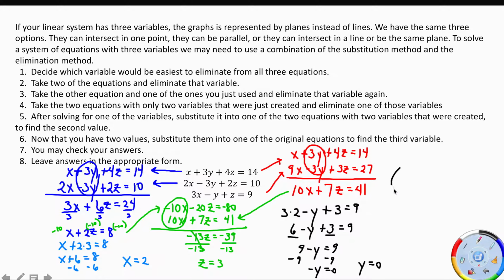So I know my x, my y, and my z. And don't forget, they are ordered triples. So my answer is 2, 0, 3. Meaning x is 2, y is 0, z is 3.